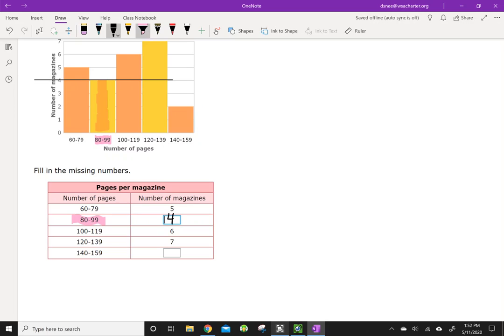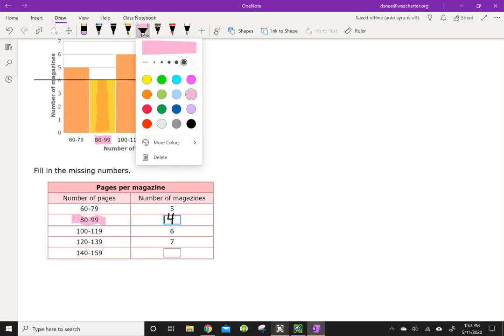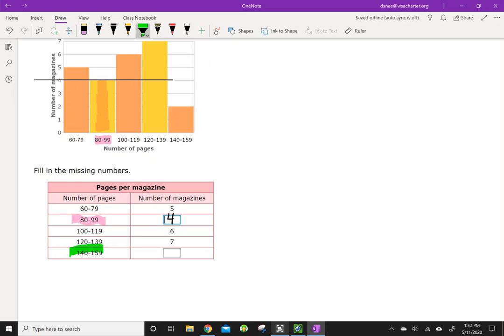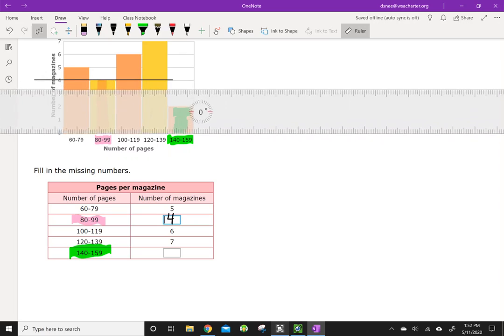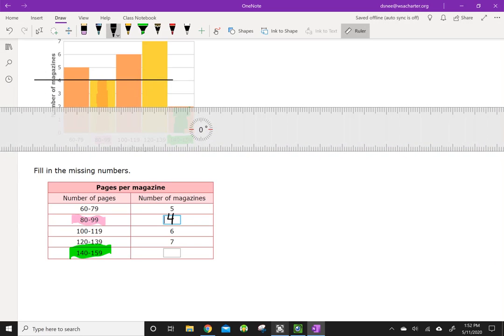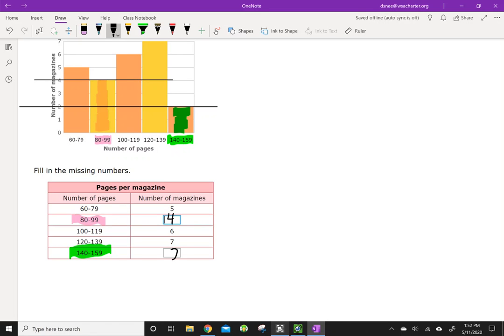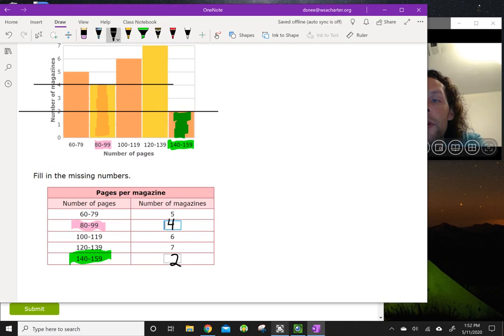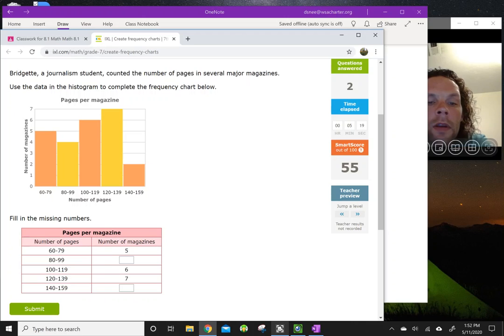And then we're also trying to find, let's get a different color, we'll do a green one, the number of magazines that are between 140 and 159. And so that's right here and right here. And if we draw a straight line across there, this ruler keeps making my screen go black, and I don't understand why, and I apologize. But there it is. There's our line, and we have 2 magazines. Okay, so we're going to put a 4 and a 2 into those boxes. And that completes our frequency chart.